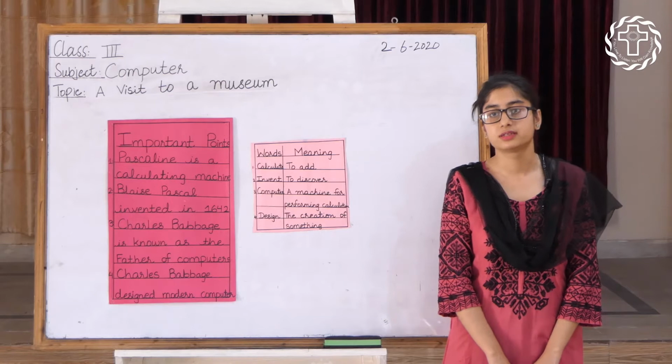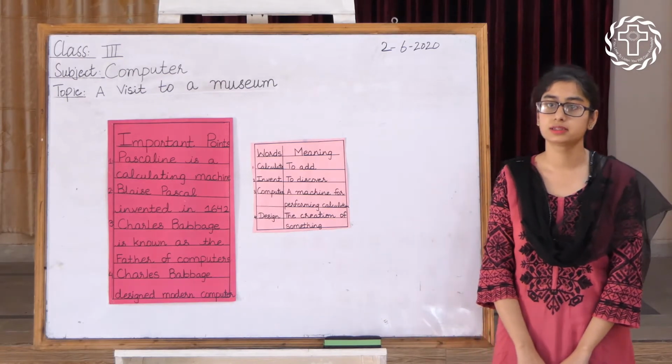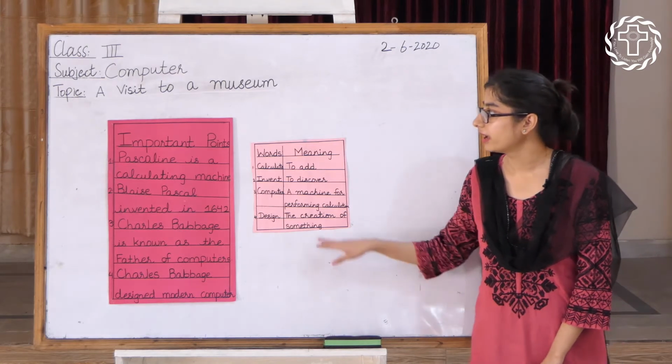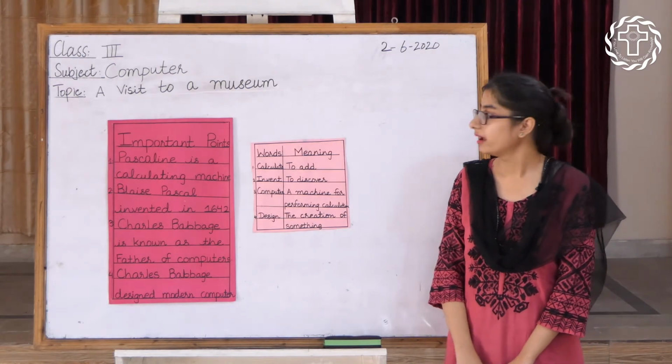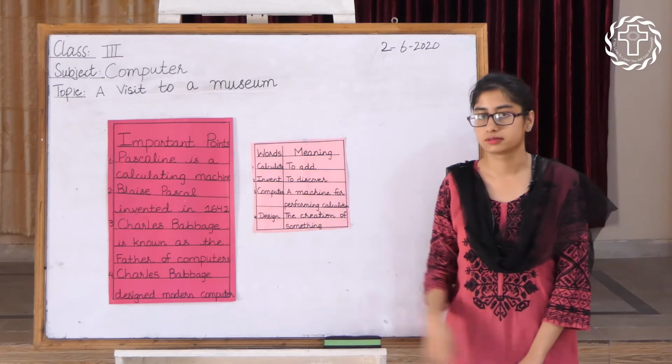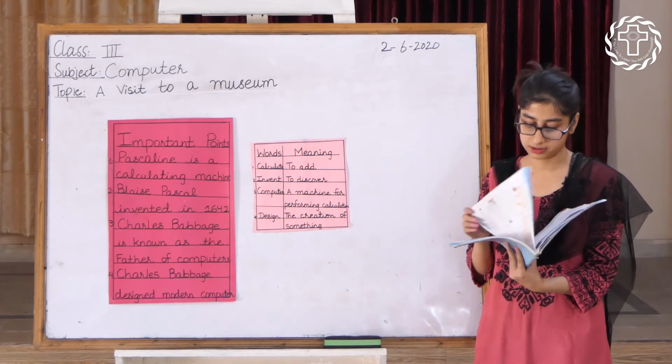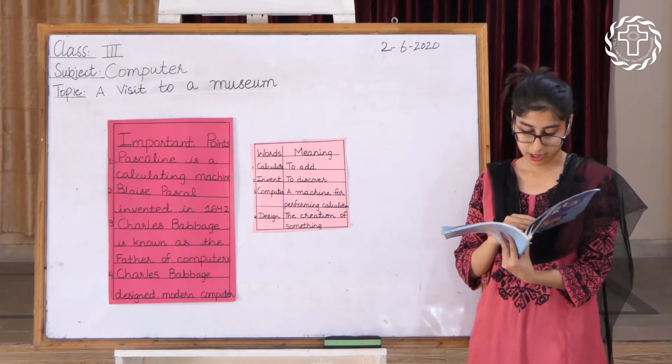In our previous lesson, we have learned about abacus. Now we are going to learn about Charles Babbage and Pascaline. I am going to read first two paragraphs on page number 4 and 5.